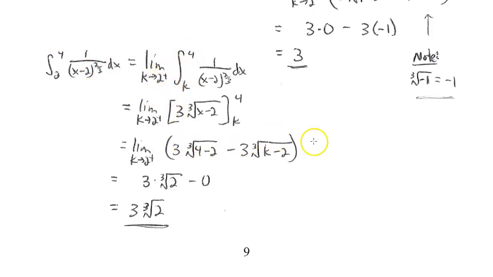from the right. If you work all this out, here you have the cube root of 4 minus 2, and that's the cube root of 2 times 3, and then again as k approaches 2, this will approach 0. So we get 3 times the cube root of 2. Notice that's bigger than 3, because the cube root of 2 is bigger than 1, right? So 3 times something a little bigger than 1 should be bigger than 3.